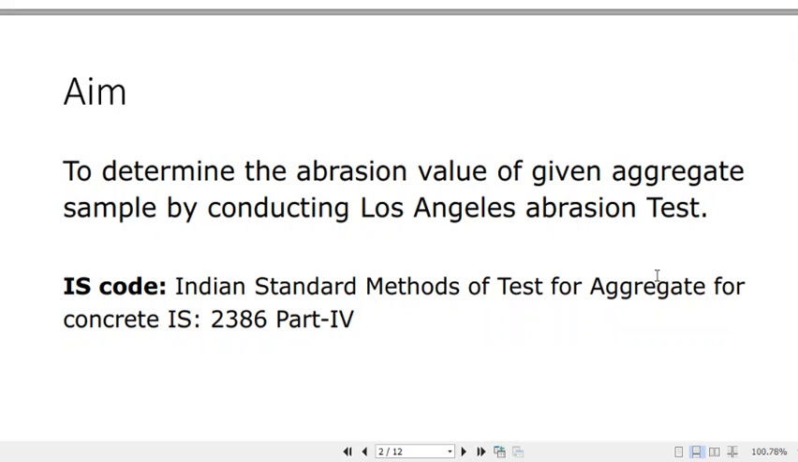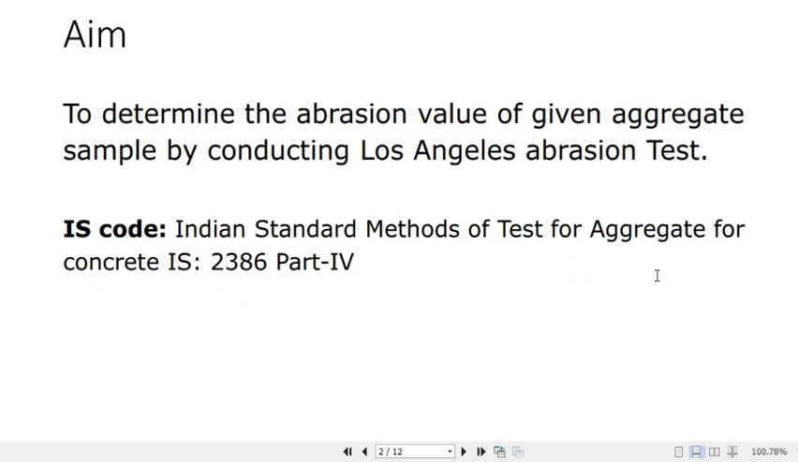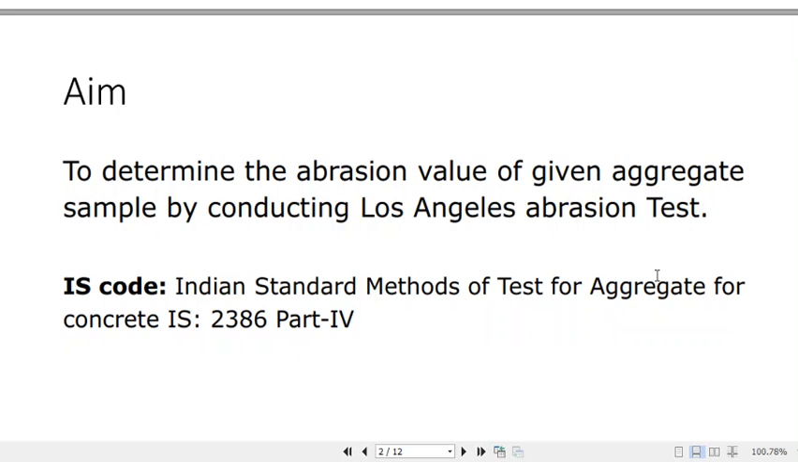Now, the IS code which is required for the abrasion test, where the specification for the abrasion test is given, is IS 2386 part 4. There are three types of abrasion test. One is the Los Angeles abrasion test, another is the Deval abrasion test, and another is the Dorry abrasion test. The basic principles of all these tests are similar.